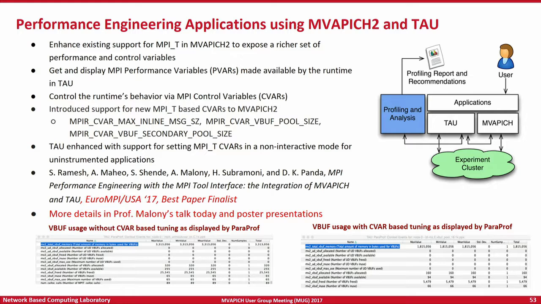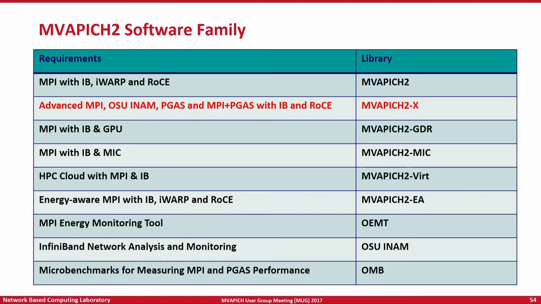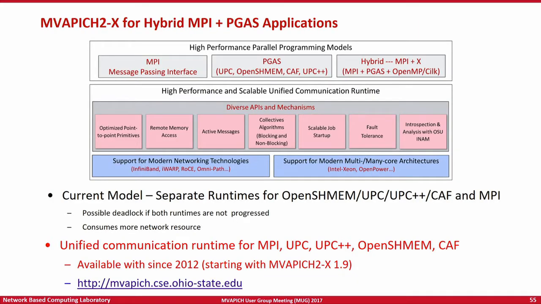MVAPICH2-X gives support for hybrid MPI plus PGAS applications. So instead of having multiple runtimes, we can have a single unified runtime, thereby consolidating network resources as well as avoiding possible deadlocks that occur when you progress multiple communication runtimes at the same time. MVAPICH2-X gives significant performance benefits for various PGAS communication models like UPC++ and OpenSHMEM.